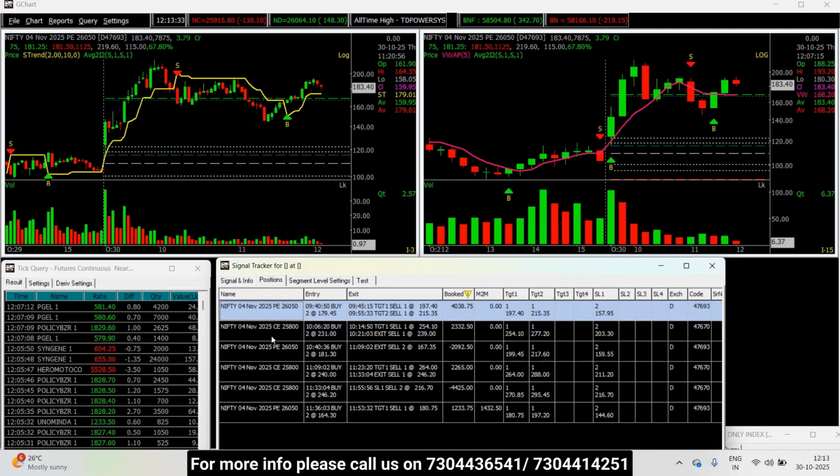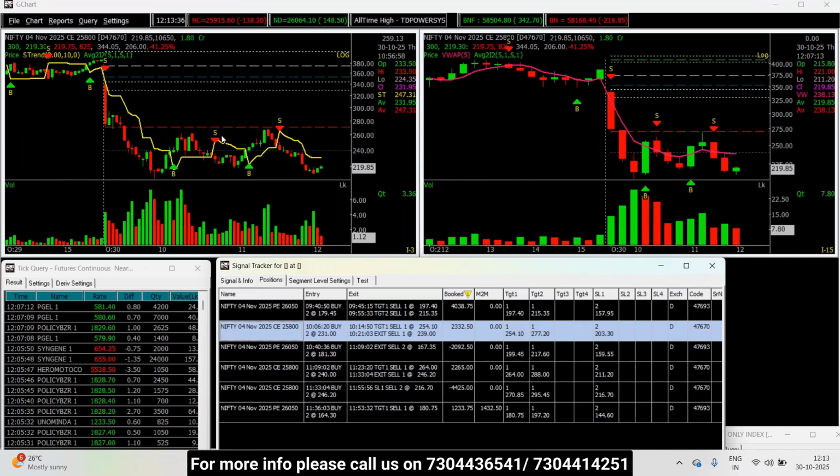In the same way, in this call also, we got an entry at 10:06 for the buy signal here, and then a target got hit at 254, and the second one got hit at 239. So it generated 2,300 profit.